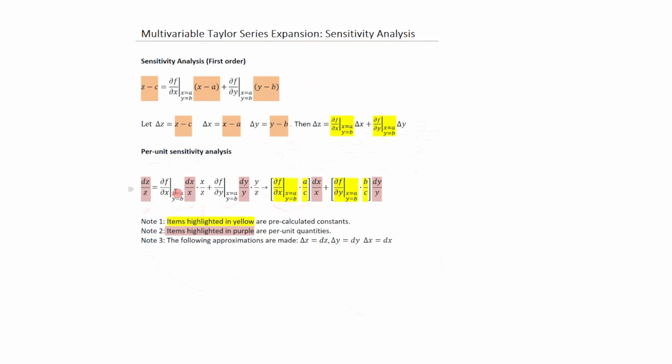If we take this now and carry through, we will find that we end up with simplified values. These end up becoming constants that have been calculated, and these will also be constants that are calculated. So what we end up with is an expression: per unit Z is some constant times per unit X plus some constant times per unit Y. This is sometimes simpler to use rather than having to work with the raw numbers.